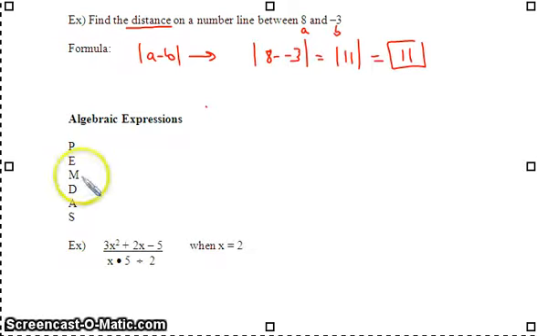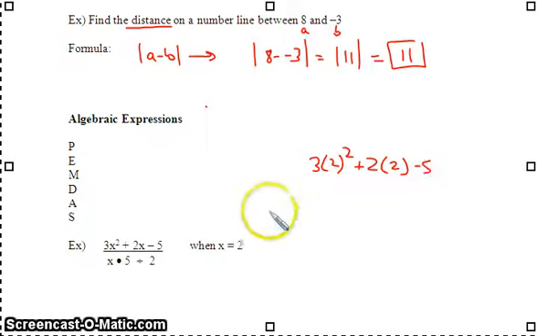Alright, so let's now shift gears a little bit and talk about algebraic expressions. When we're trying to solve a problem like this, 3x squared plus 2x minus 5 all over x times 5 divided by 2, and we know that x is 2, what that tells us to do is to plug a 2 in wherever I see the x. So if I do that, it's going to look like this.